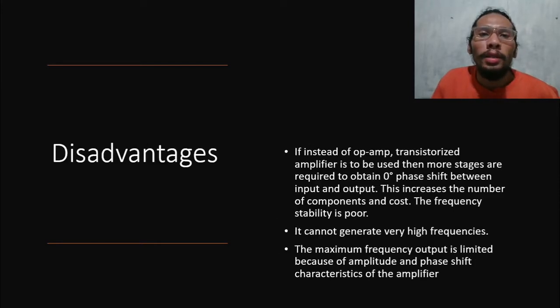And for the disadvantages of using a Wien bridge oscillator, if I choose to use a transistorized amplifier, then more stages are required to obtain a 0-degree phase shift between input and output. This increases the number of components and cost. The frequency stability is poor, and it cannot generate very high frequencies. The maximum frequency output is limited because of the amplitude and phase shift characteristics of the amplifier.